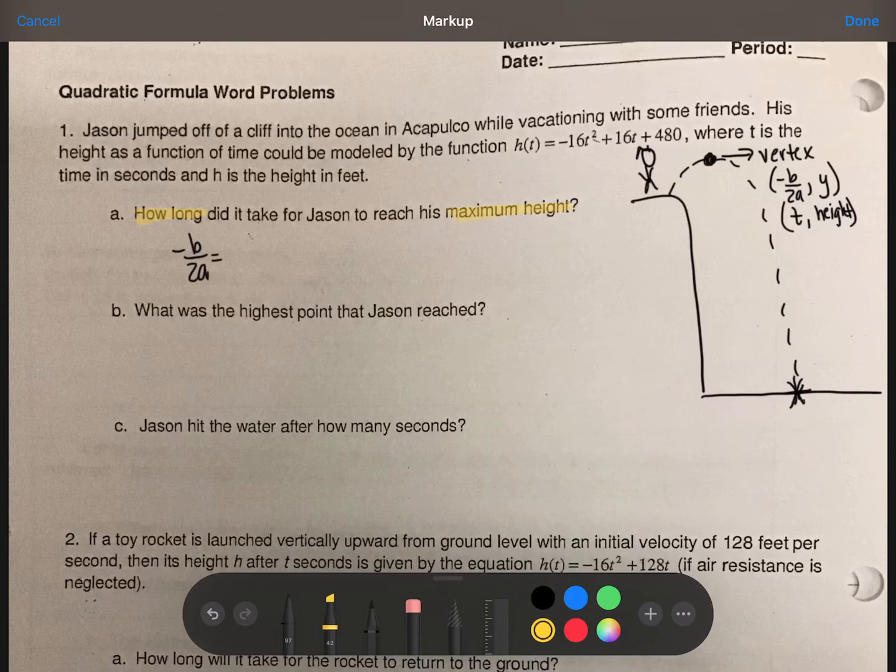So in my equation, you're given this equation, negative 16t squared plus 16t plus 480. So I'm going to negate my b, which is negative 16. 2 times negative 16 is negative 32, so that is 1/2. It's going to take him only 1/2 of a second to get to his maximum height.